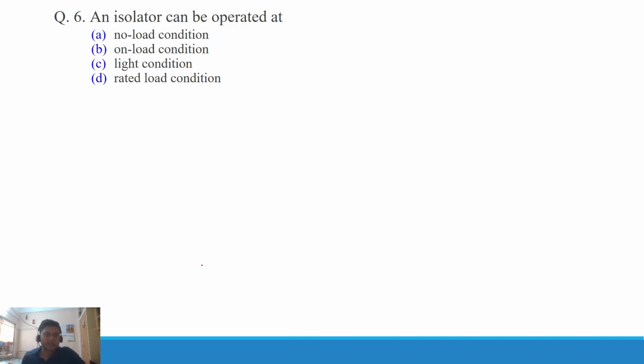The next problem is: isolator can be operated at. Options are: A, no load condition; B, on load condition; C, light condition; and D, rated load condition. So we know that isolators are connected just beside these circuit breakers, and both differ in that the circuit breaker operates at on load condition. It gets a tripping signal from the relay, and behaves accordingly.